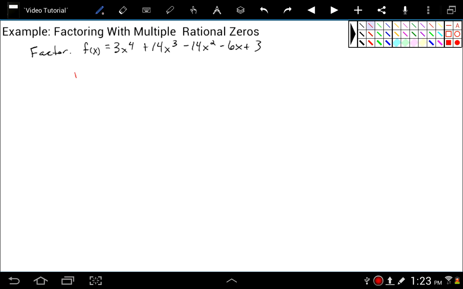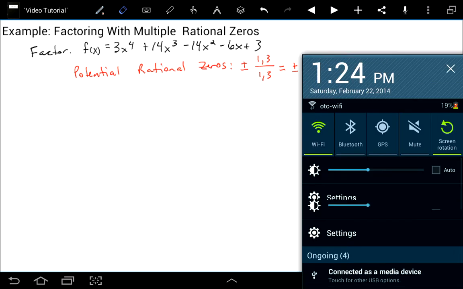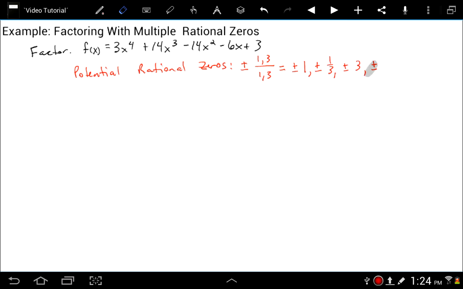So the potential rational zeros in this case are: numerator could be factors of 3, denominator can also be factors of 3. And when I make those ratios, if I have a 1 on top, I could have plus or minus 1 over 1 or plus or minus 1 over 3. If I have a 3 on top, I could have plus or minus 3 over 1 or plus or minus 3 over 3, which is the same thing as the one that I already have here, so I don't need to write that again. So I have 6 potential rational zeros.